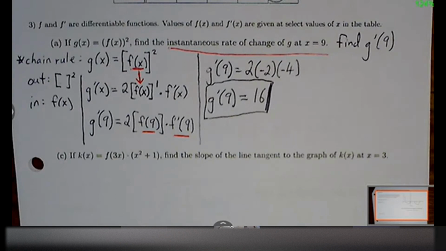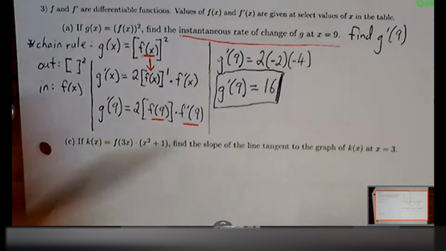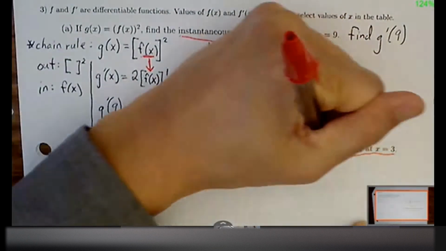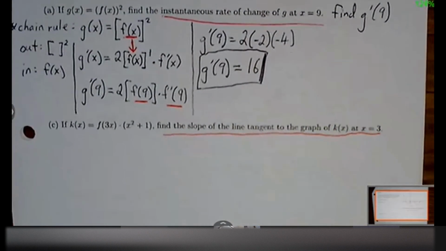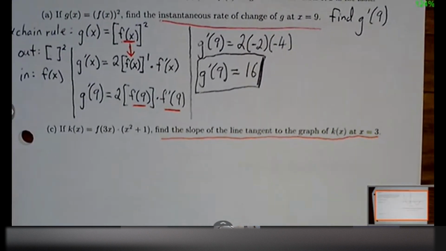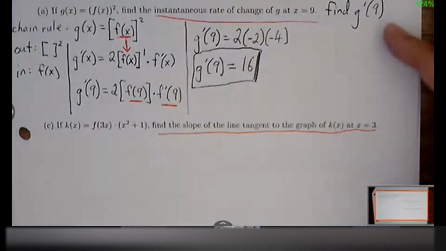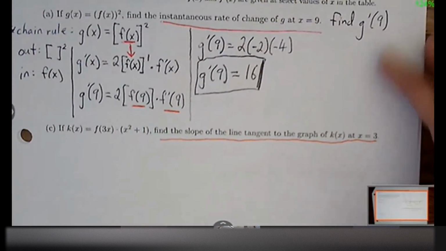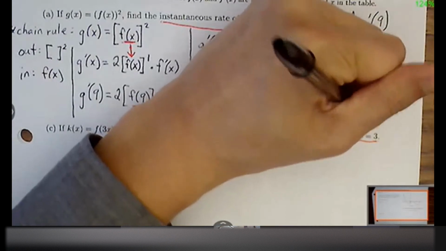Okay, next part C here. K of x equals f of 3x times x squared plus 1. Find the slope of the line tangent to the graph of k at x equals 3. What is this asking for us to find? Just the tangent line slope, I guess. Yeah, so it's basically asking the same thing as part A, just worded differently, right? So we're just going to find k prime of 3.